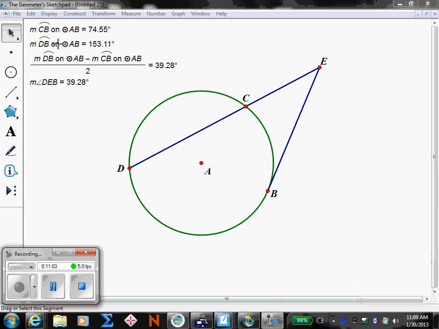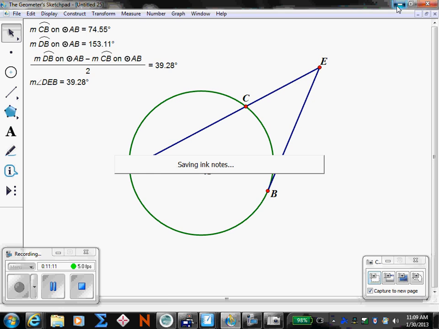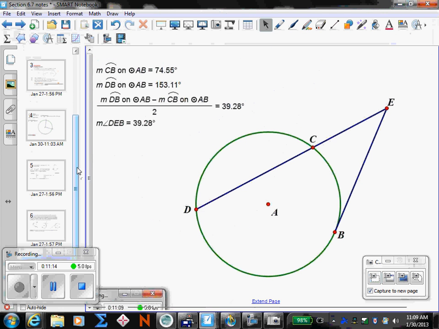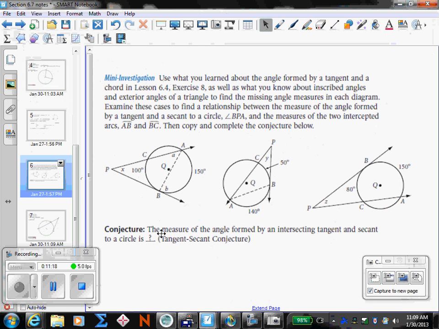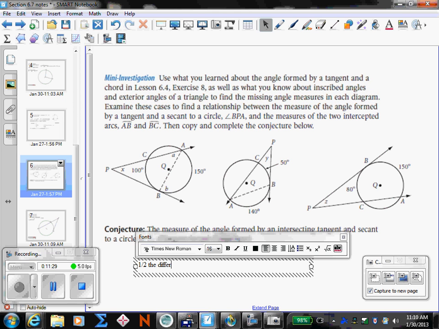So let's complete our notes. The measure of the angle formed by an intersecting tangent and a secant to a circle is 1/2 the difference of the larger intercepted arc and the smaller intercepted arc measure.